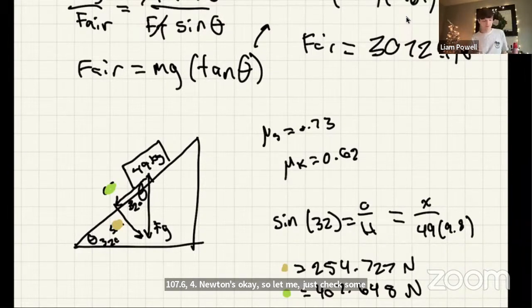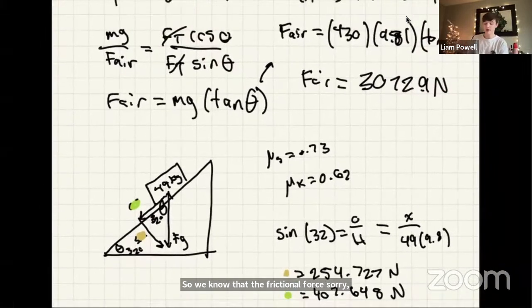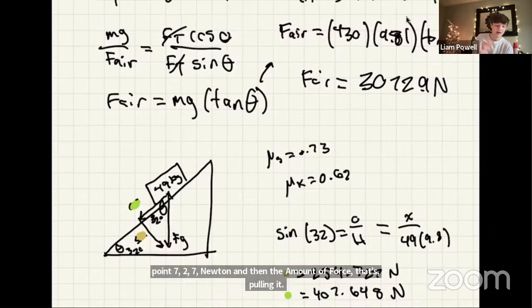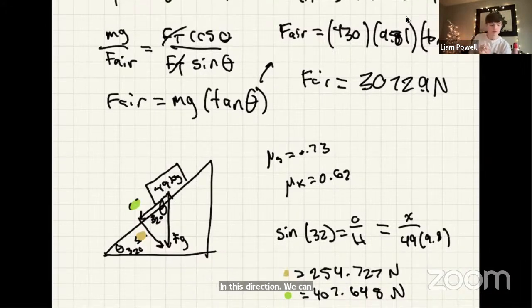Oh yeah, so we know that the normal force is 254.727 newtons. And then the amount of force that's pulling it in this direction, we can calculate by doing the static friction: 254.7 times the coefficient of static, 0.73.